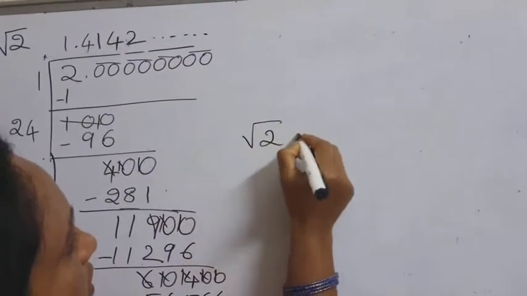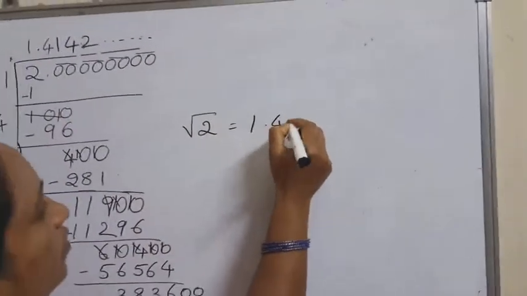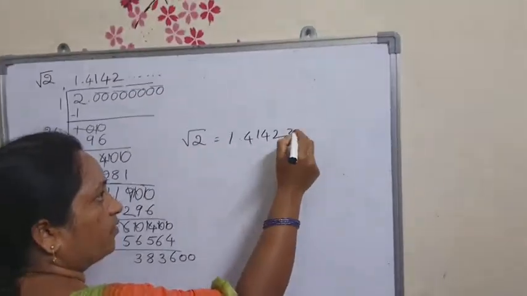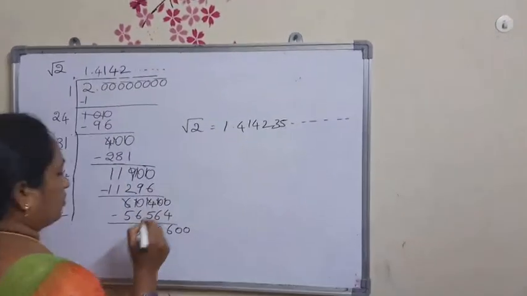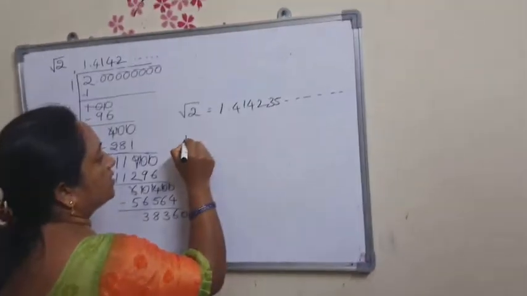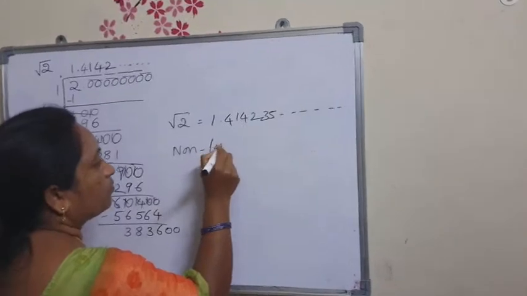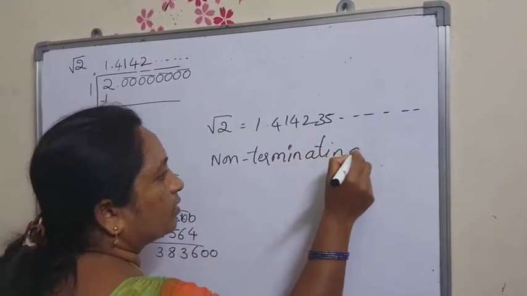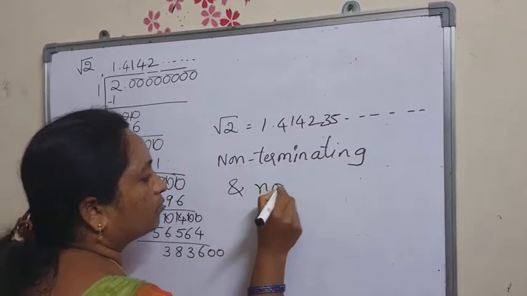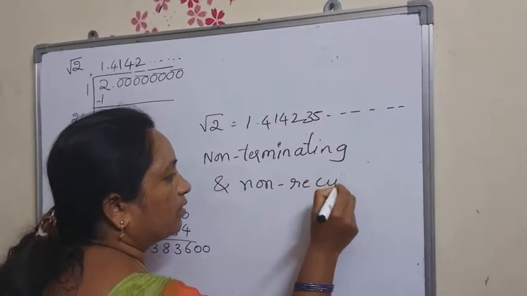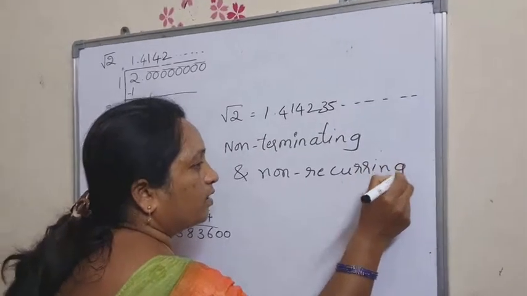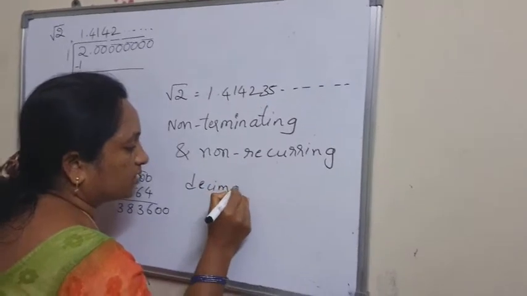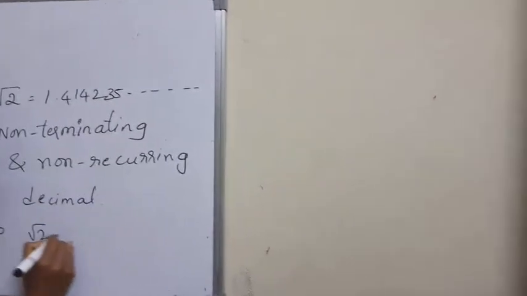So your root 2 is equal to 1.4142 and so on, like this. Therefore this is a non-terminating and non-recurring decimal. So this is called an irrational number.